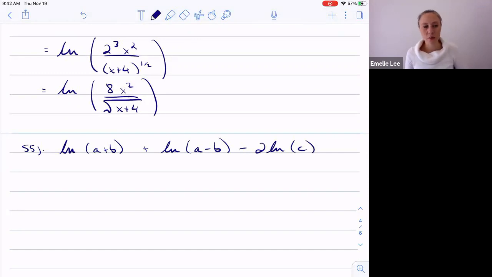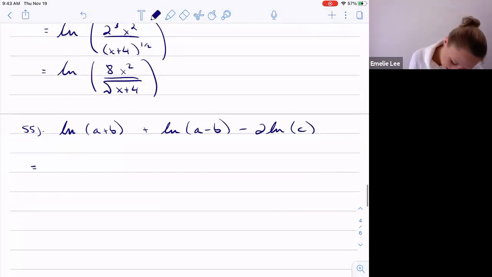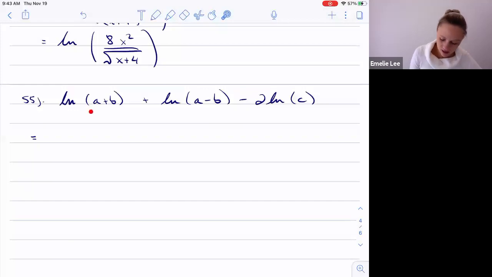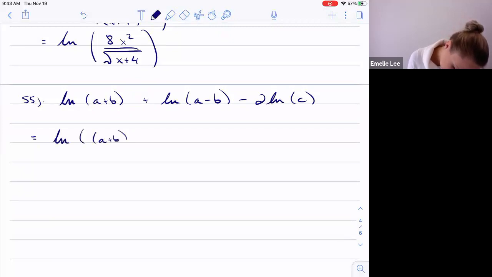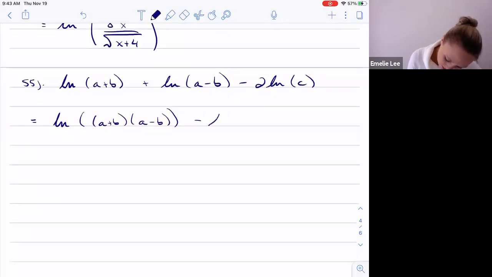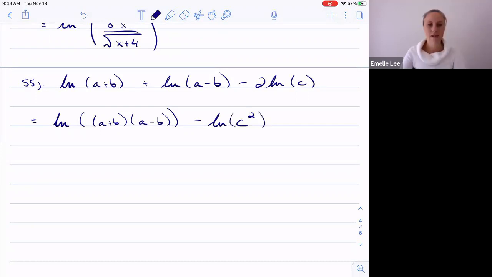Same setup, right? Except we don't have any powers except for this last one. And so what we can do is we can say, okay, well, I'll combine these, just double check you have the log of the same base. And so ln, okay, we can combine these. And so we have the ln of a plus b times a minus b minus the ln of c squared.